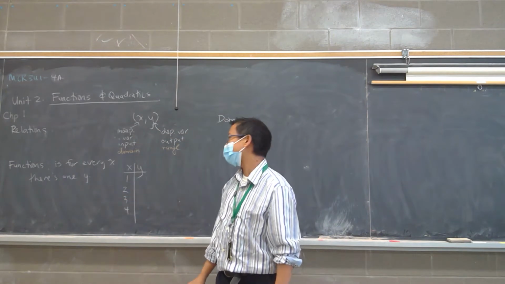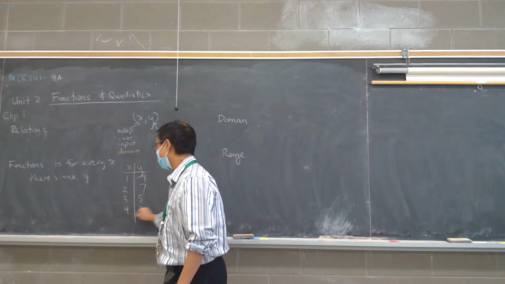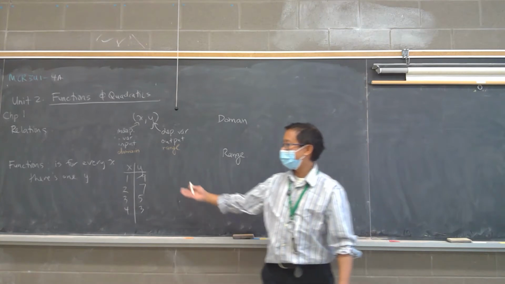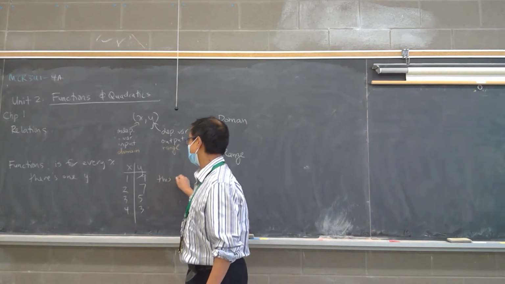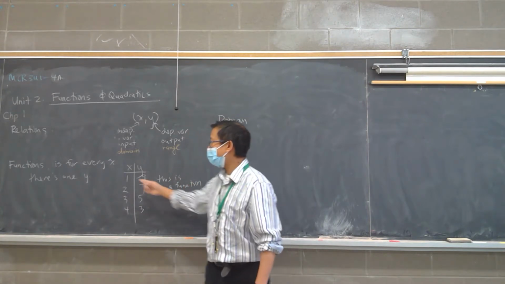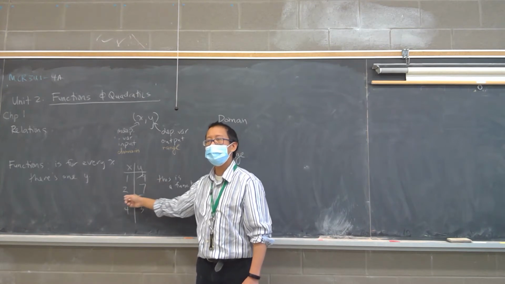For these x values, let's just say we got 9, 7, 5, and 3. And basically the question is asking, what is this? And this is a function. Why? Because for every one of these x values, there's one y value. Right? For every input, there's one output.